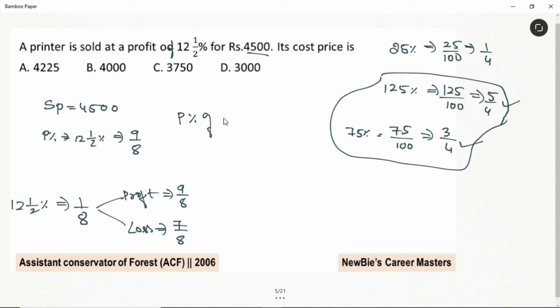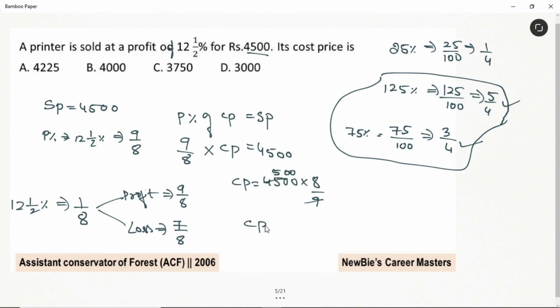Now use this formula: profit percentage of cost price is equal to selling price. Profit percentage is 9 by 8. Of means into. Cost price we don't know. We know selling price, so replace it: 4500. Just simplify this. CP is equal to 4500 into 8 by 9. 9 500s are 4500. Then what is the cost price? 4000 rupees. So the answer is option B, 4000.